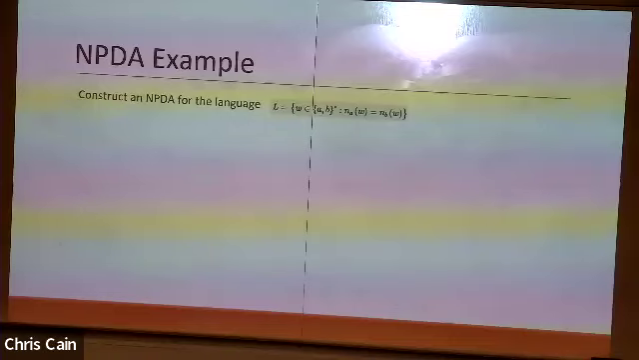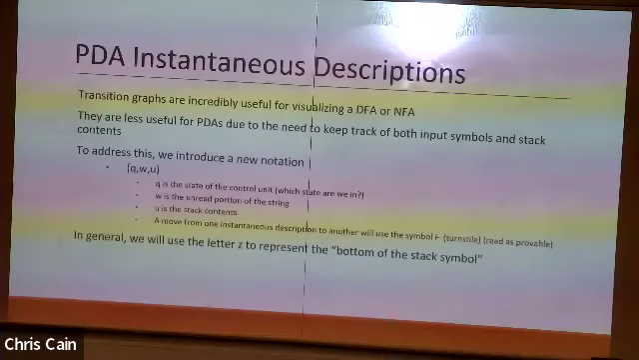The turnstile just says that we can get from one instantaneous description to another instantaneous description via a single move. We don't have to specify what that transition is. But if you see the turnstile star, it says that it is provable to get from one instantaneous description to the next through some number of moves, 0 or more transitions.